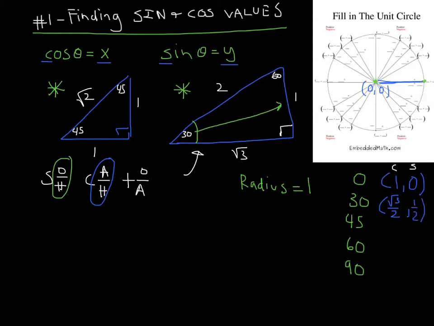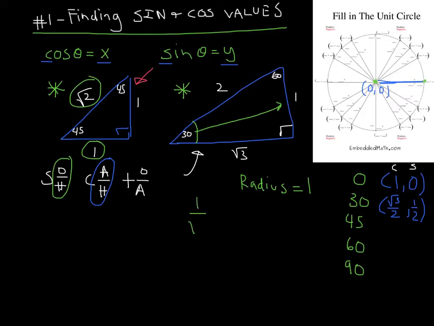All right? And then 45. So now we need to switch gears, and we need to use this triangle right here, because it has the 45, 45, 90. So cosine is going to be adjacent over your hypotenuse. I'm going to circle the adjacent side, and your hypotenuse is going to be root 2. So once again, what is that going to be?